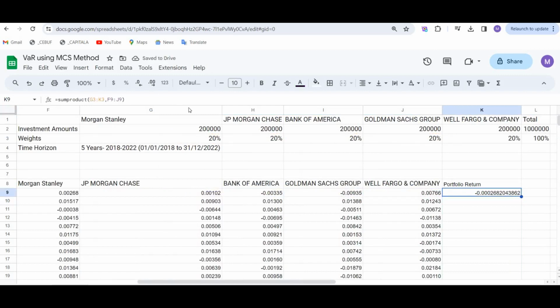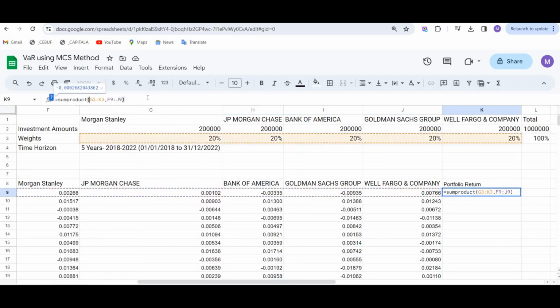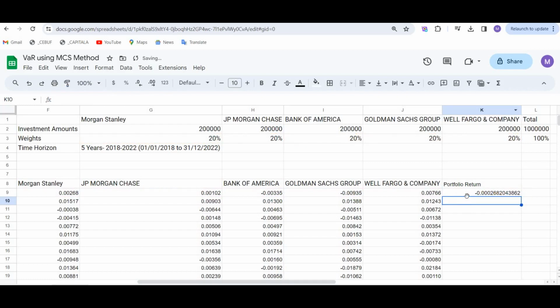Now, before we copy it down, we need to lock it. The weights, we lock the weights. Then I'll make it up to 5 decimal points. Yes. And then we'll copy and paste it down.